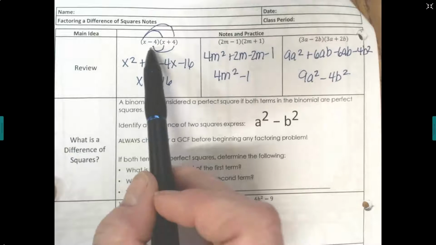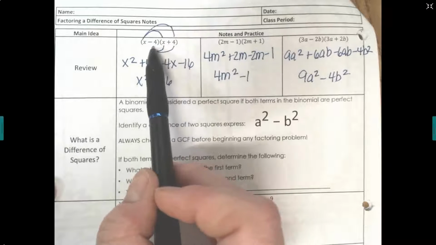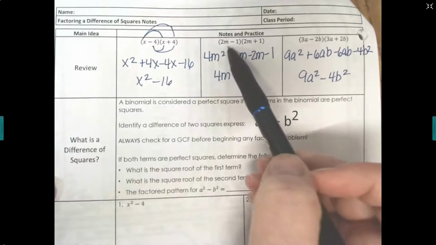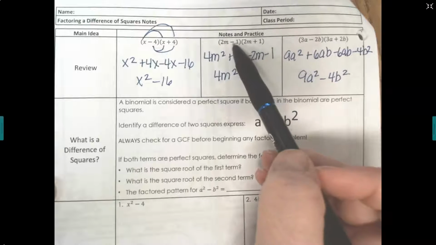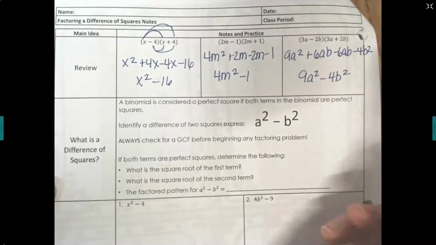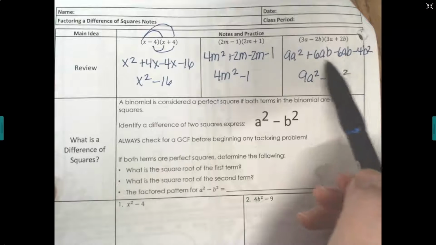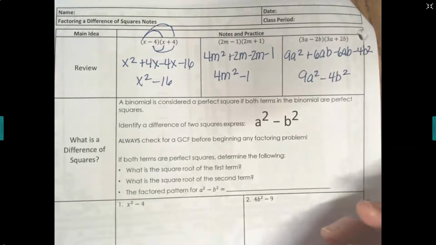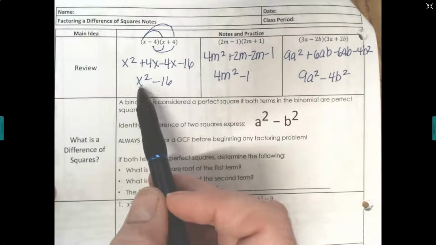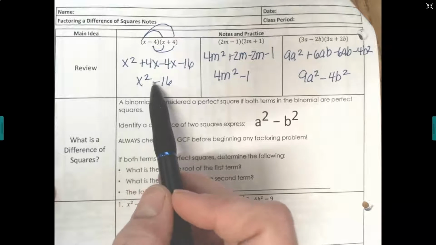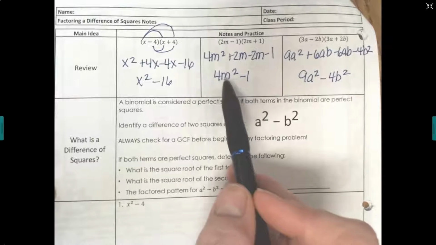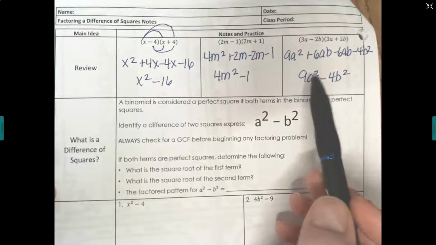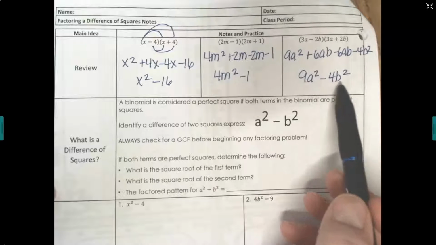And so what's happened is, if you look at each of the parentheses, they're identical except one of the parentheses has a minus and one has a plus. Opposite signs like that cause these two middle terms to cancel out. And the result is you have a perfect square minus a perfect square. This is a perfect square minus a perfect square. Our last one is a perfect square minus a perfect square.